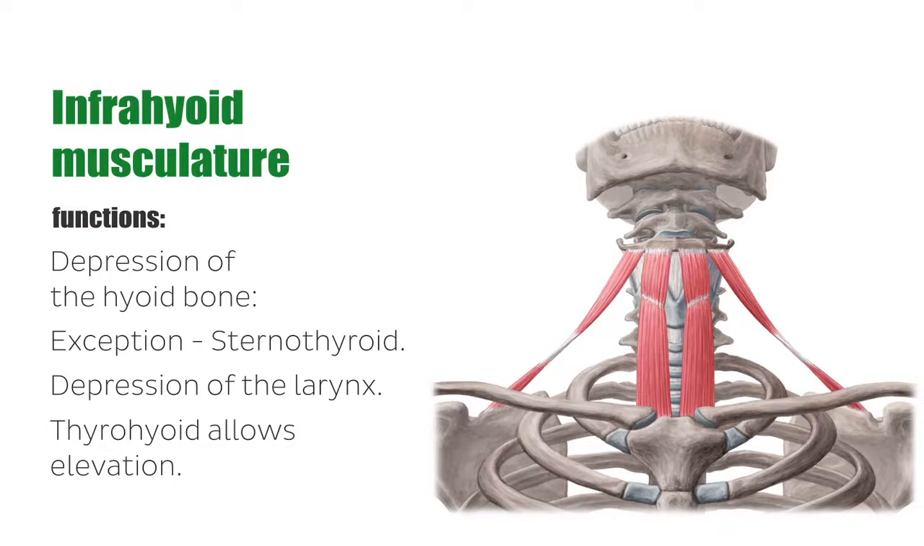The omohyoid has an additional function due to its structure. Remember that it has the intermediate tendon that we looked at, and this tendon is attached to the carotid sheath, which contains the internal jugular vein, the common carotid artery, vagus nerve, and lymph nodes. By pulling this sheath, it prevents the big, thin jugular vein from collapsing and maintains a low pressure in the internal jugular vein. This way, it increases the blood return from the head to the superior vena cava.